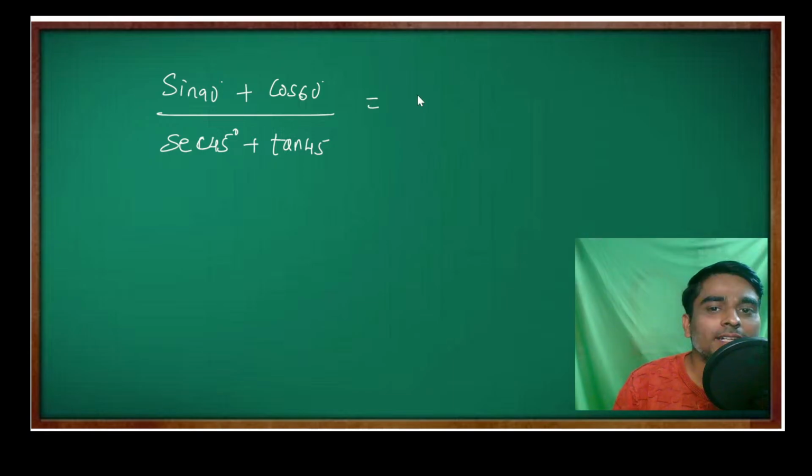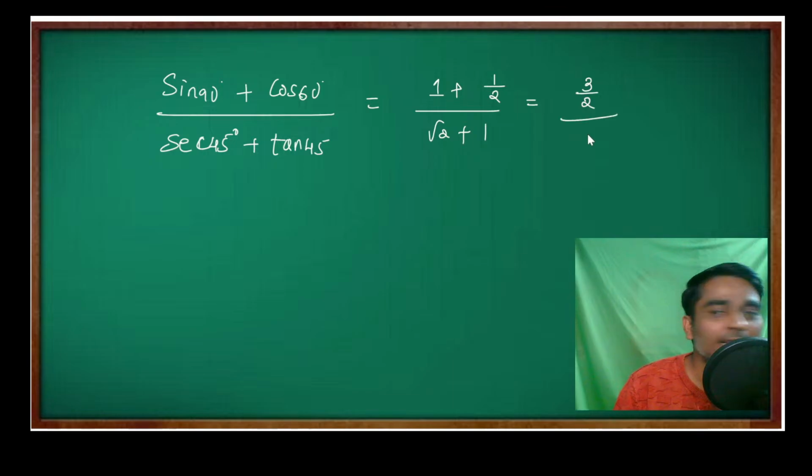Okay, what are the values? Sin 90 is 1, plus what is cos 60? 1 by 2, divided by what is secant 45? Root 2. What is tan 45? 1. Simplify. 1 plus half. 1 and half. What is 1 and half? 1.5. 1.5 can be written as what? 3 by 2. 1 and half is 3 by 2.